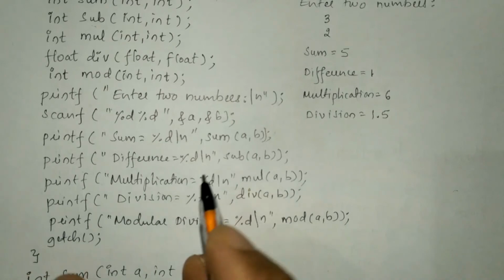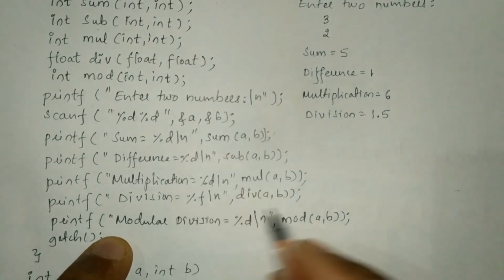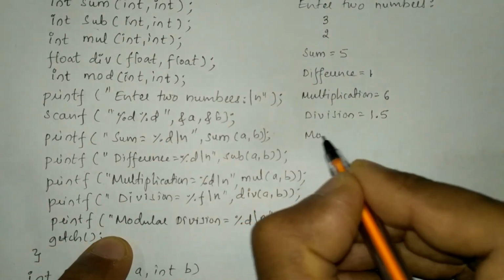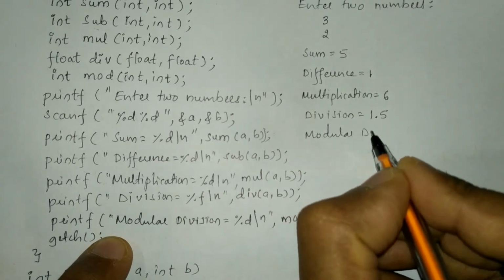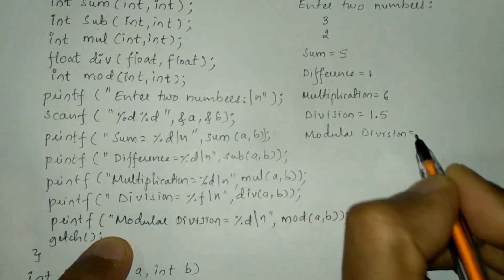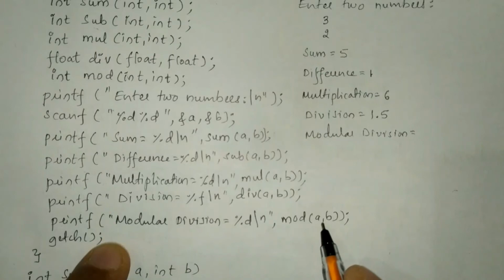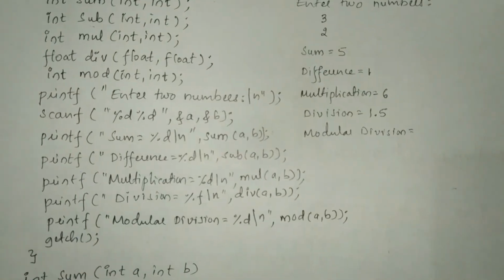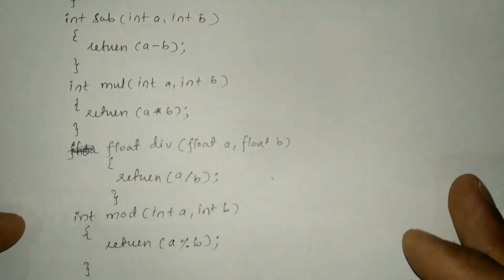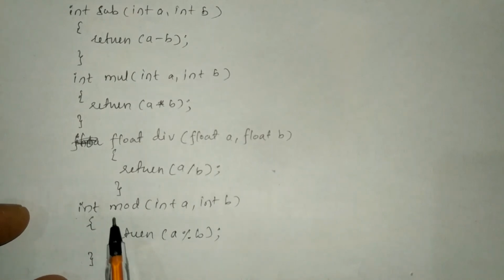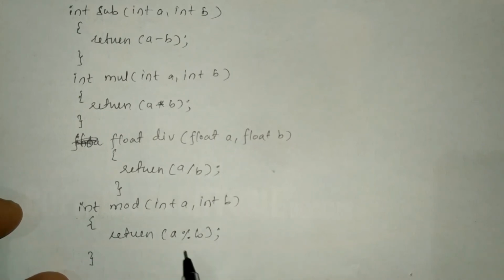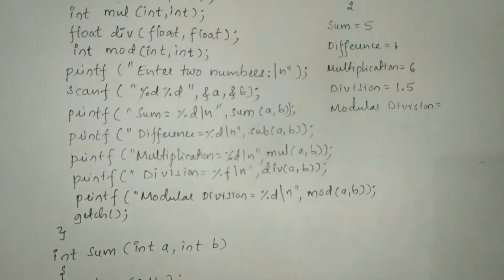Similarly, the last one is modular division. So it is going to print modular division is equal to %d, mod(a, b) is the function call. When the compiler encounters this particular function call, the control transfers to this function definition, and it is going to return a modular division by b. So it is going to return the remainder. So what remainder is it going to return?